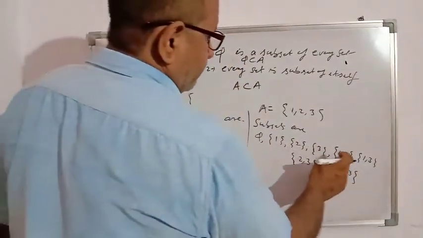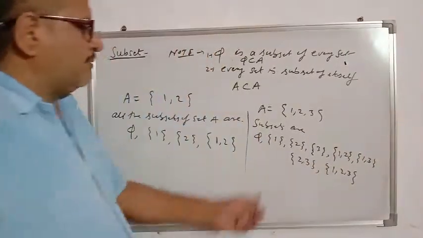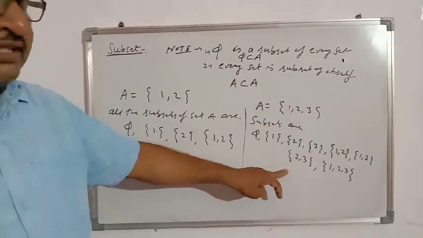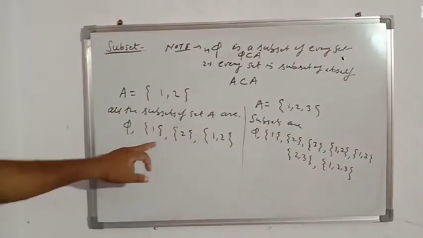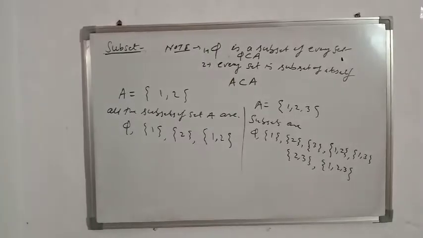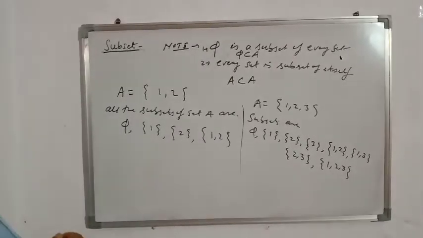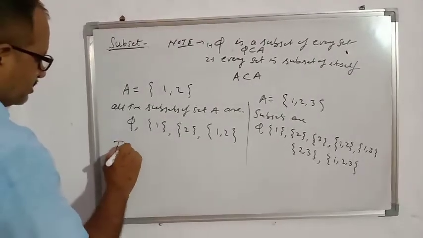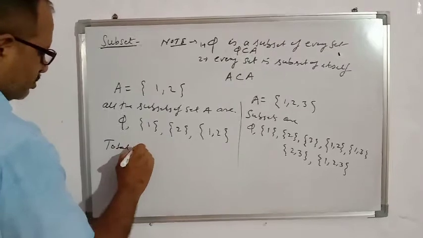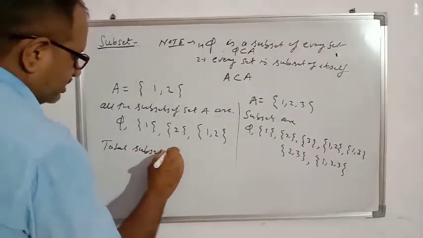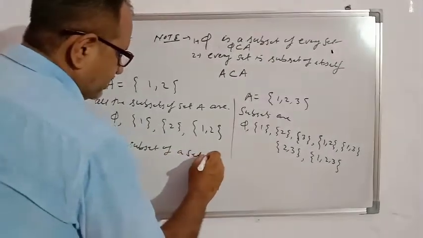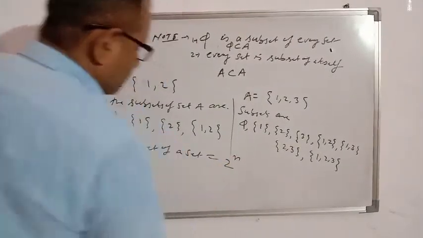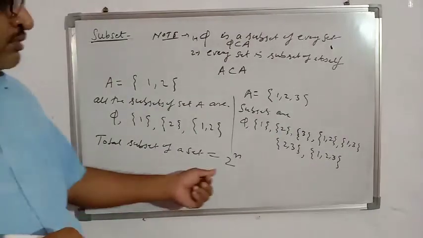1, 2, 3, 4, 5, 6, 7, 8. Total number of subsets is 8. So if the number of elements is 3, the total number of subsets is 8. If the number of elements is 2, the total number of subsets is 4. How can we know how many subsets there are in a set? The total number of subsets of a set is equal to 2 to the power n.